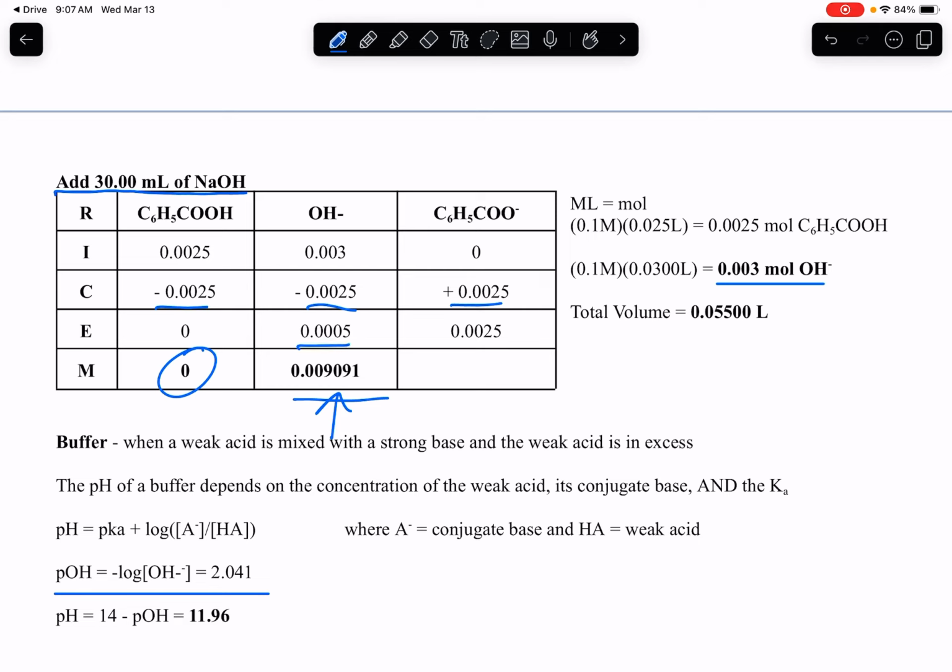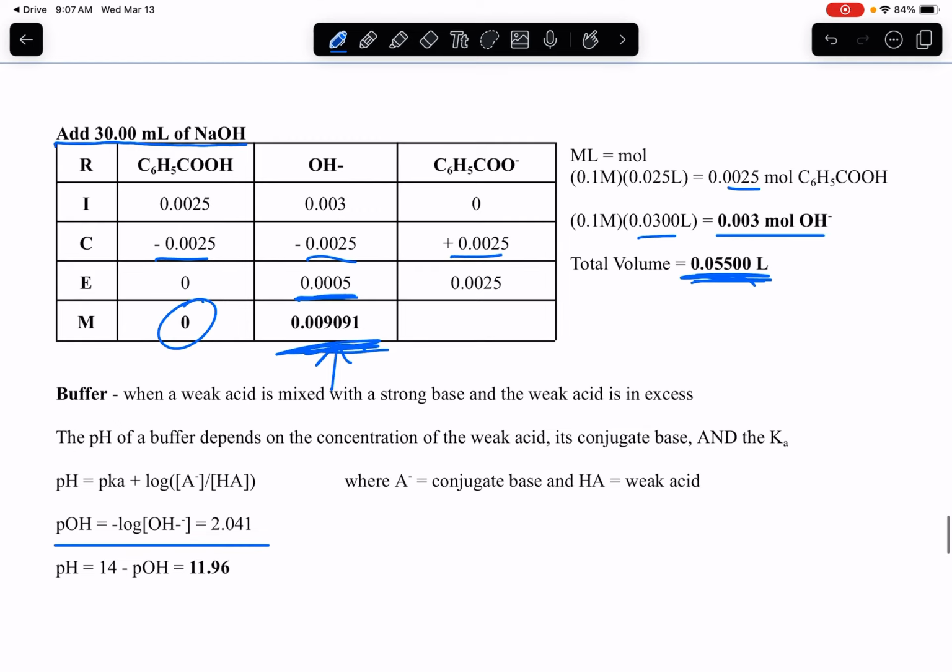So the pOH is solved by taking the concentration. Remember that this is the moles of hydroxide. Here's the volume. Our total volume now, this is the 25 plus 30, or 25 milliliters plus 30 milliliters, gets you 0.055 liters. Moles divided by liters equals our molarity of hydroxide. So when you have molarity of hydroxide, you can find pH quite simply. pOH is equal to the negative log of OH. So here's our pOH, and then here's our pH, 11.96.